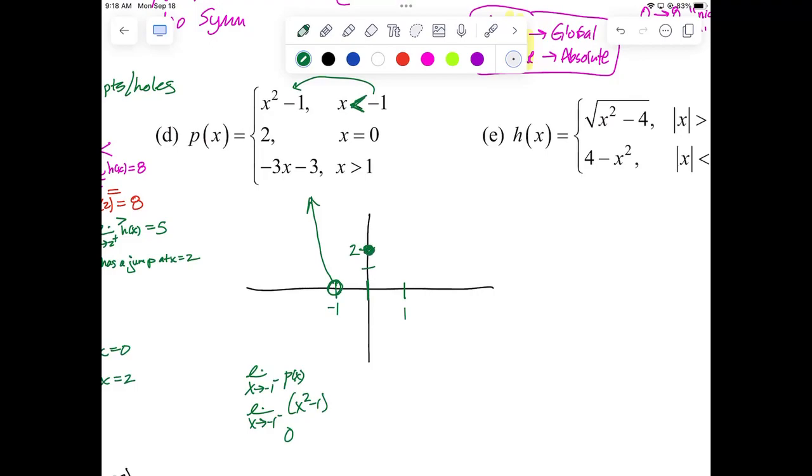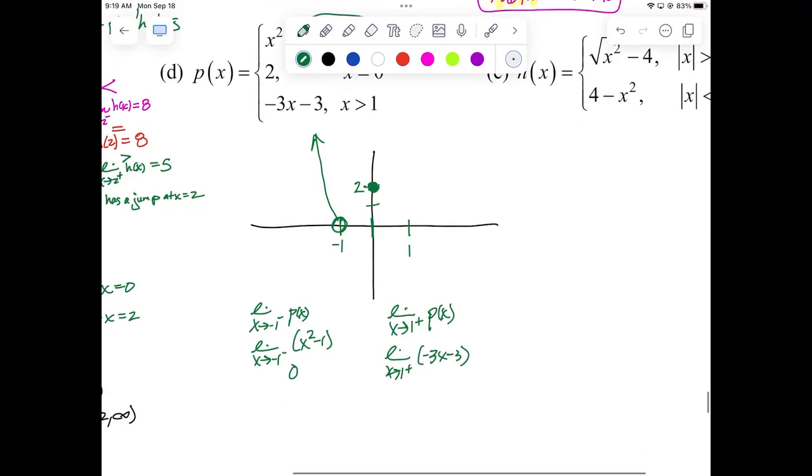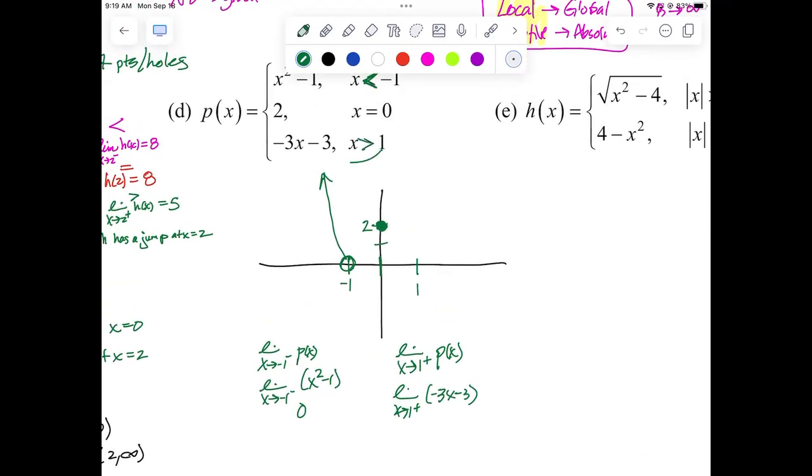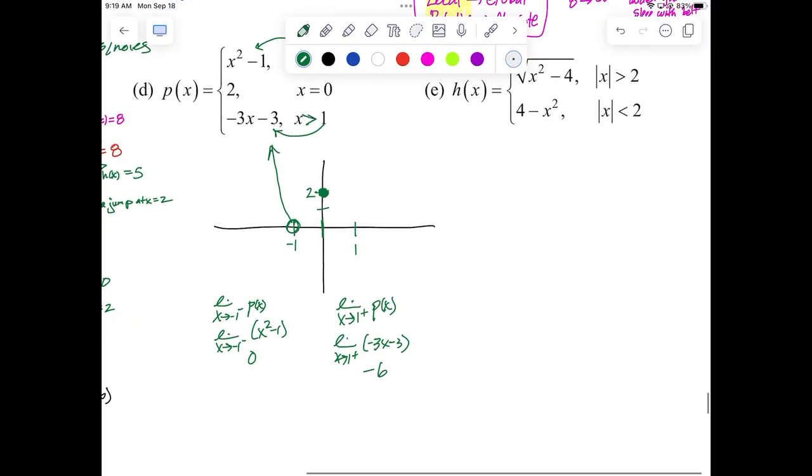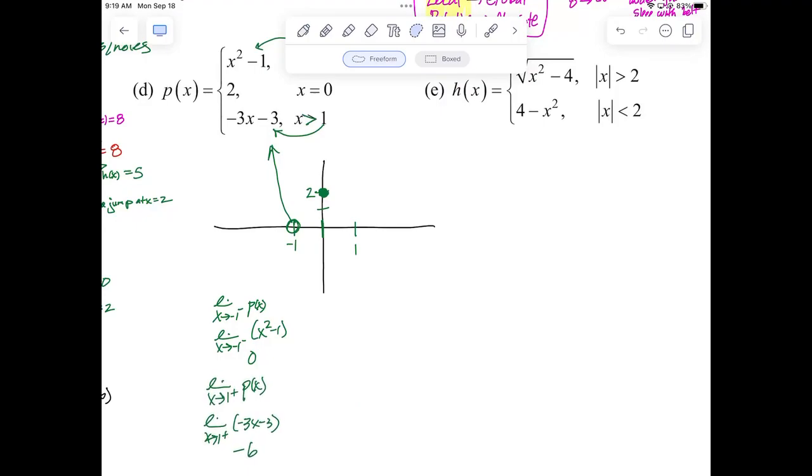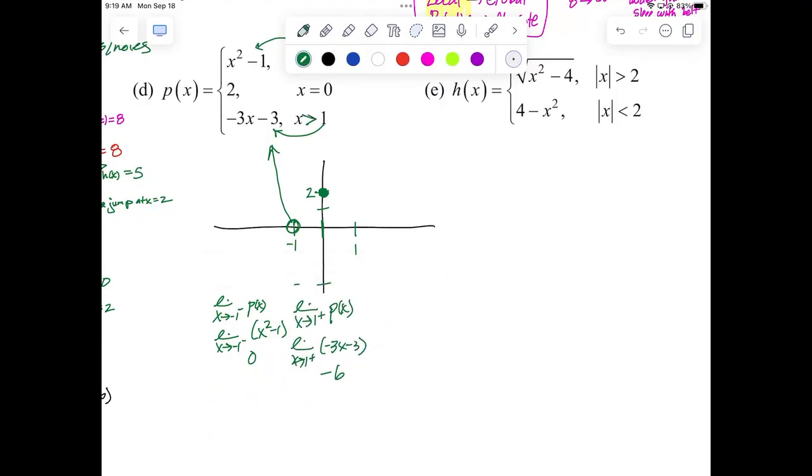And then to the right of 1, it's the line -3x minus 3. What's the limit as x goes to 1 from the right-hand side of p of x? Well, that's the same as the limit as x goes to 1 from the right of -3x minus 3. What do I get when I plug a 1 in? -6. Yeah, -6. So I'm going to need that space. I'm going to move this over here. Okay, so I need -6.